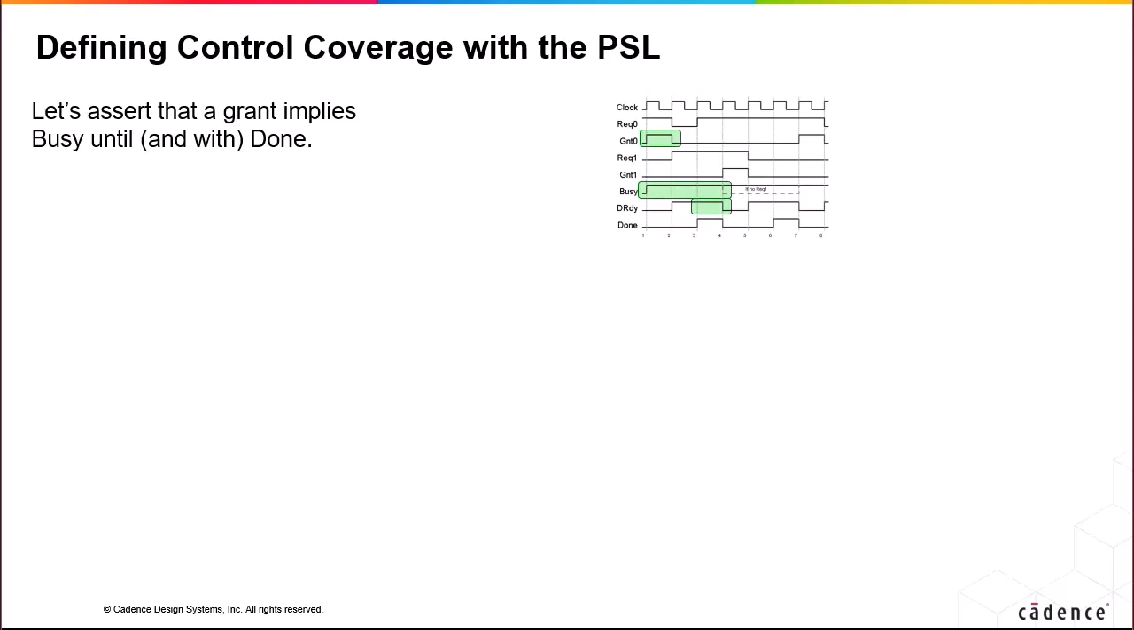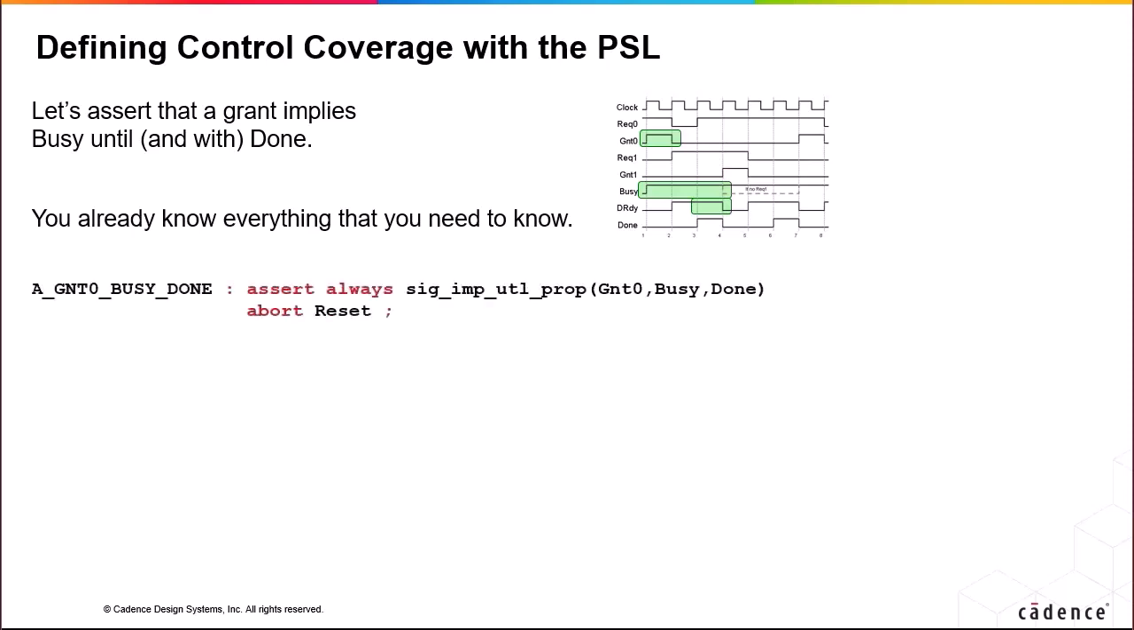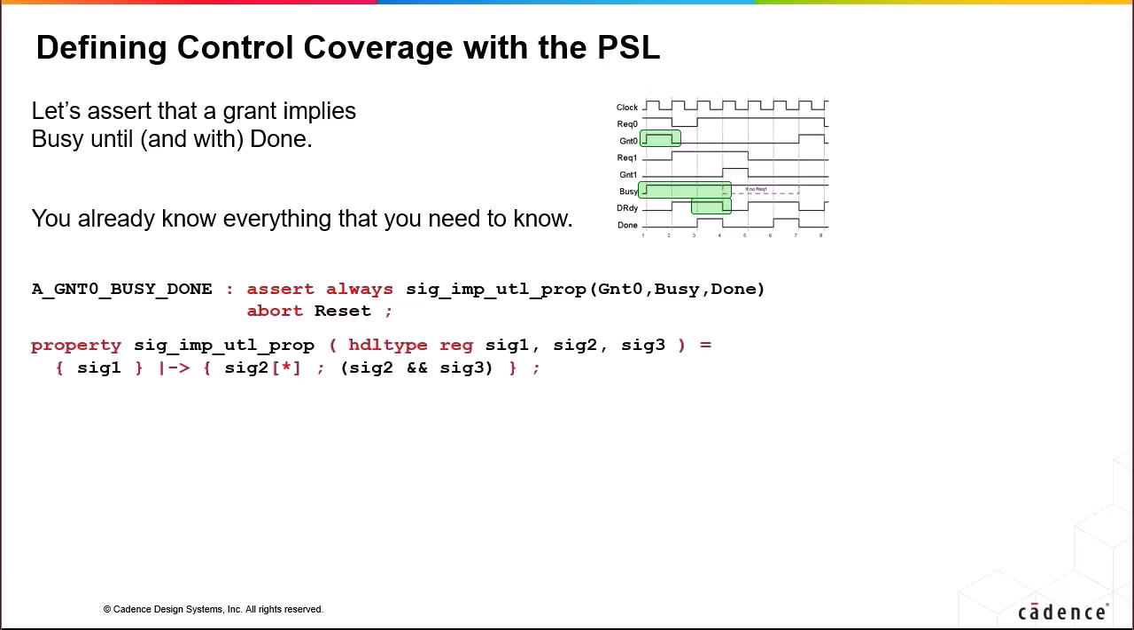Let's next assert the property that a grant implies busy, and the busy stays true until and with the done signal. You have previously seen everything that you need to know. As before, we state the assertion and postpone the property expression declaration. Define the property generically as that the first signal implies that the second signal is true and stays true until and with the third signal.